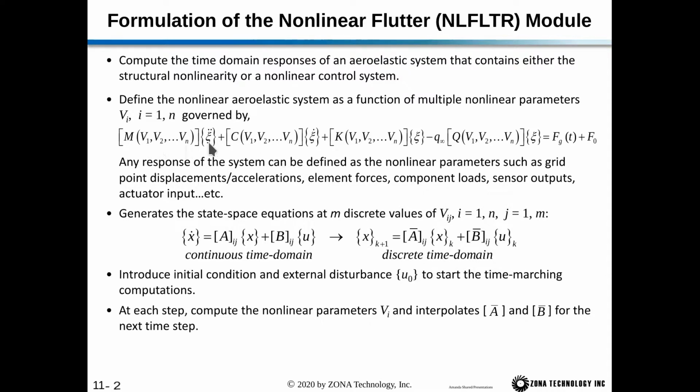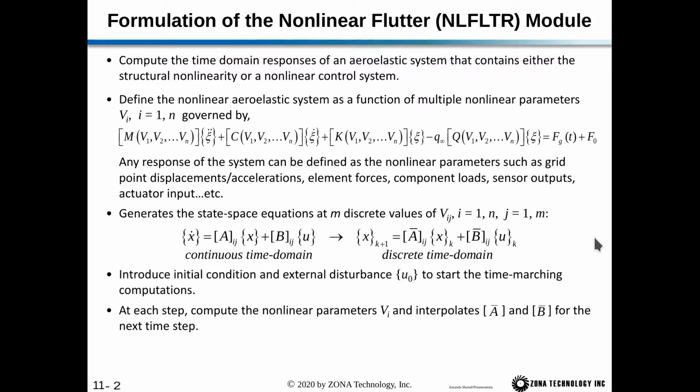So you can see that our mass, damping, and stiffness matrices are all functions of these nonlinear parameters, and then our aerodynamics are also a function of these aerodynamic parameters. Any response of the system can be defined as the nonlinear parameters, such as grid point displacement or accelerations, element forces, component loads, sensor outputs, actuator inputs, etc. Now in this equation, you can see that we have n number of nonlinear parameters. However, in ZAERO, you can only have up to 2 nonlinear parameters.